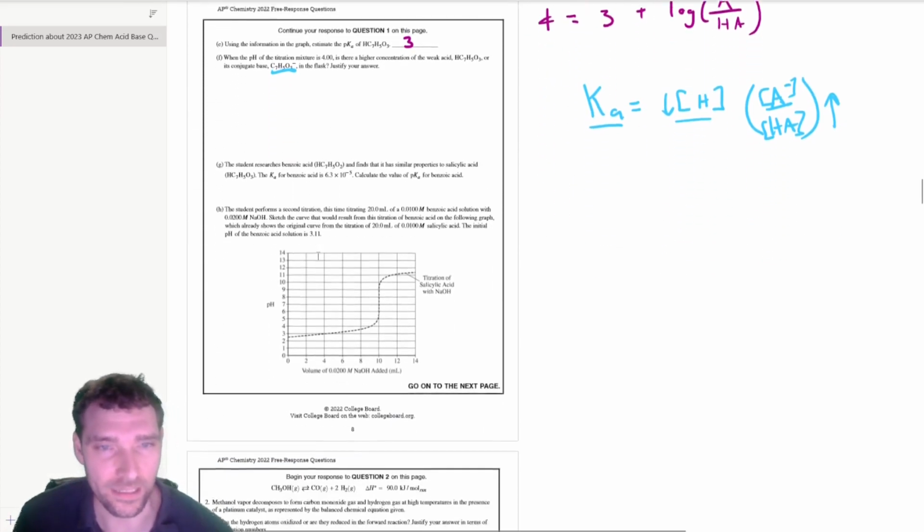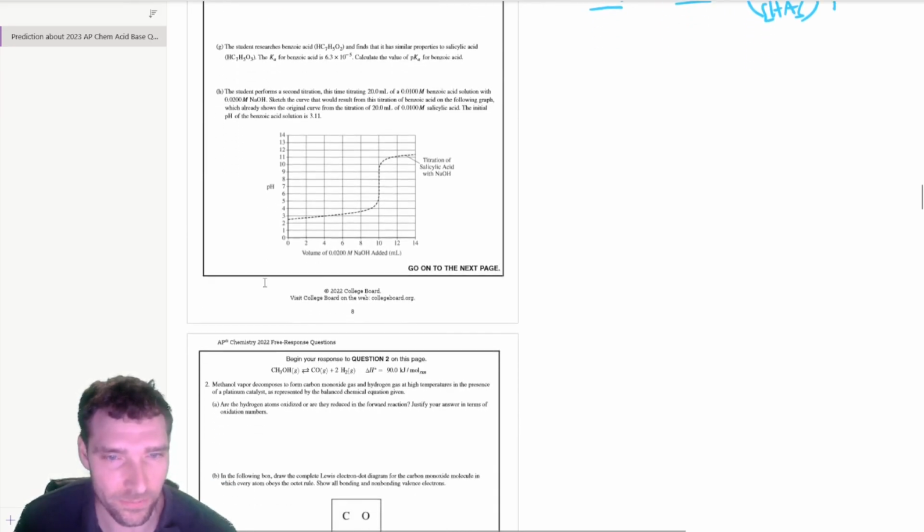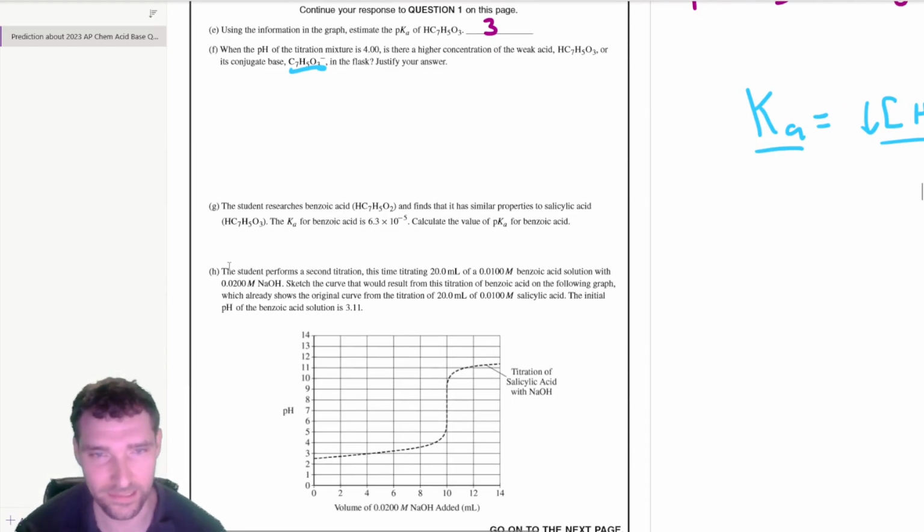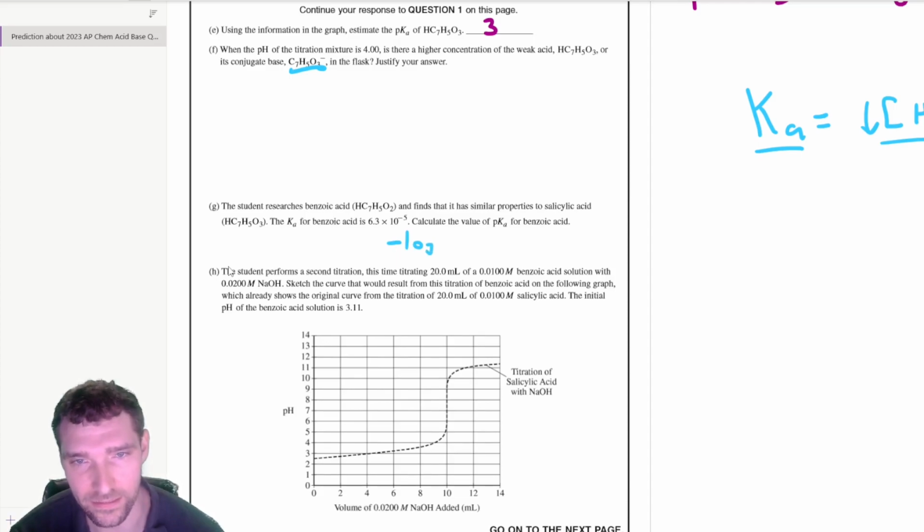In addition, we've got a couple other problems, these two other parts, and then that's it for the acid bases. And these ones are super easy. They give you the Ka, and if you just do the negative log of that number, that gives you the pKa.